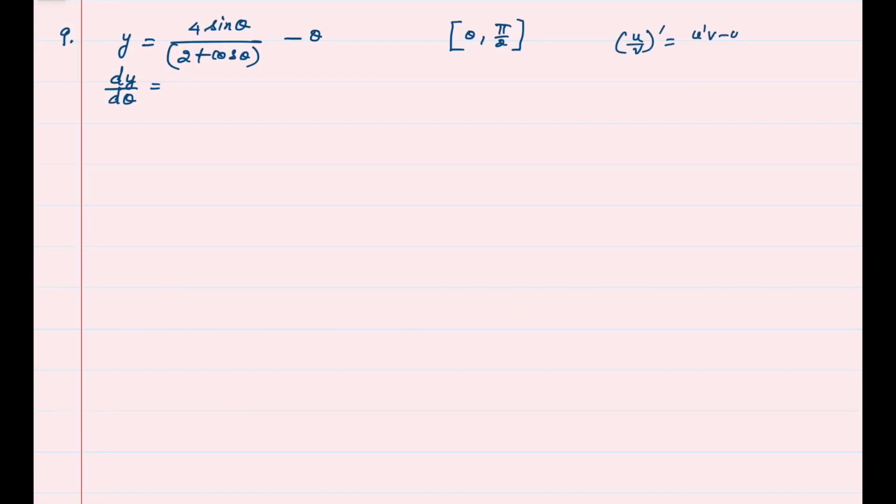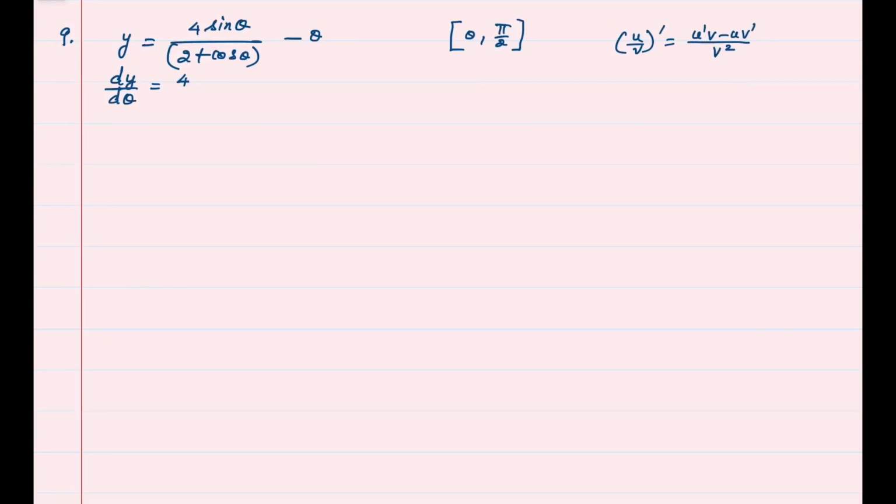Question 9. Prove that y equal to 4 sin theta divided by (2 plus cos theta) minus theta is an increasing function of theta in the closed interval 0 to pi by 2. So, the domain is given as the first quadrant, closed interval 0 to pi by 2. Let us differentiate this function, and y is a function of theta, so we will get dy by d theta. We will use quotient rule. (u by v) the whole dash is (u dash v minus u v dash) divided by v square.